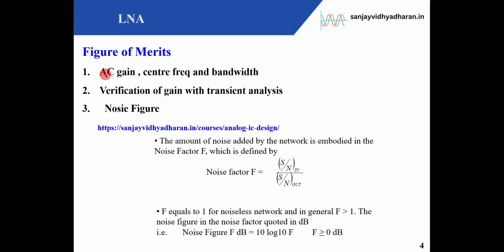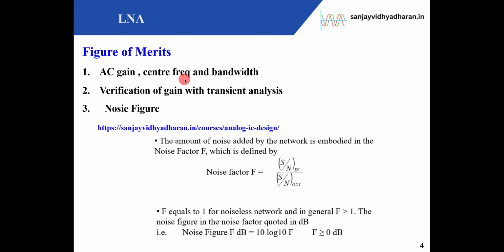Okay, so what are the figures of merit? One is the AC gain. At the desired frequency the signal should be amplified, at minimum to some level, maybe 5 dB, 10 dB, 15 dB, whatever the case may be. Obviously it should be able to amplify only the required frequency, and the bandwidth is important.